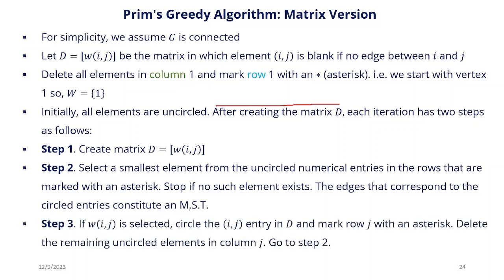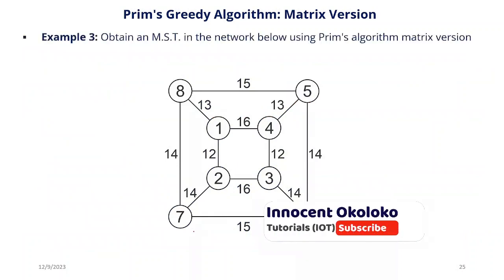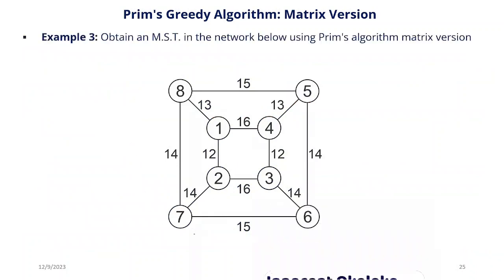Step 3. If Wij is selected, circle the ij entry in the matrix D and mark row J with an asterisk. Delete the remaining uncircled elements in column J and go to step 2. Now, these things are not very easy to understand when you are looking at it the way the algorithm is written. However, an example will clear it up. So, let's see the third example. We are still using the same graph which we used before. We are going to obtain the minimum spanning tree in the graph below. This time we are using Prim's algorithm matrix version, the way it has been described in the previous slide.